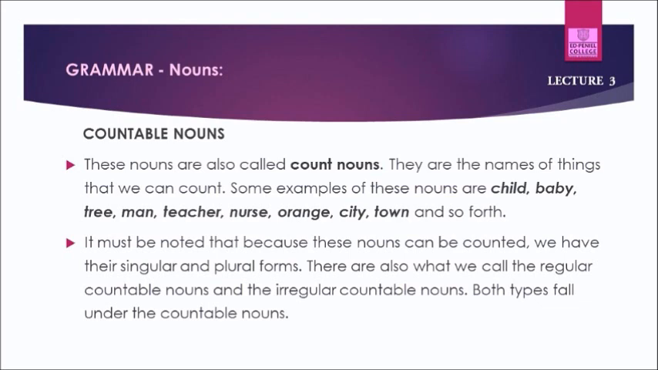We also call these nouns count nouns, and they're the names of things that we can count. If it is one, you can say one. If it is two, you can say two. As such, these nouns have singular and plural forms. When it is one, we use the singular, and when it's more than one, we use the plural form. There's a way of writing or saying it.